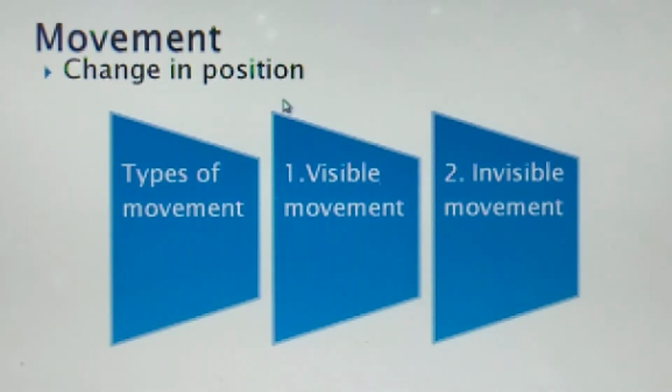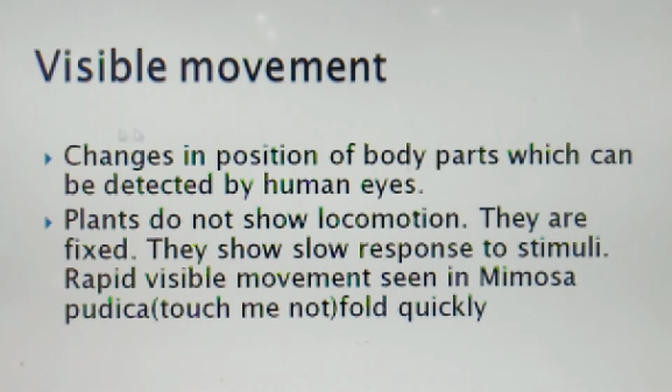So what type of movement? What do you mean by movement? Movement means change in position. There are different types of movements: visible movement and invisible movement. First we will discuss visible movement. Visible movement means the change in position of body parts which can be detected by human eyes. So we can detect the movement through our naked eyes, and that we call visible movement.